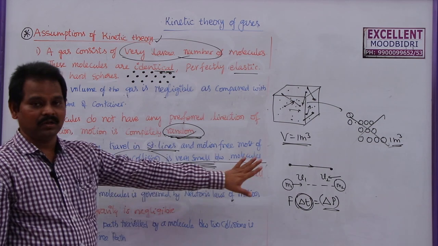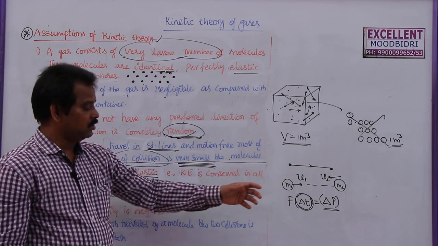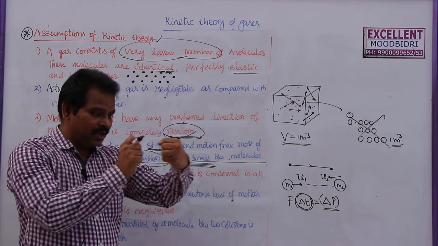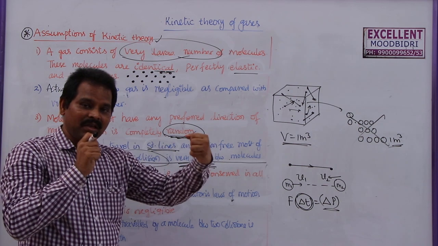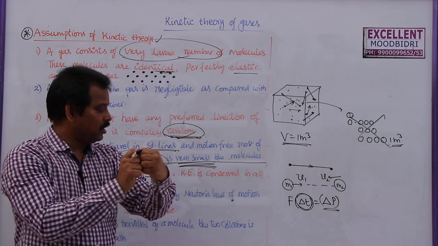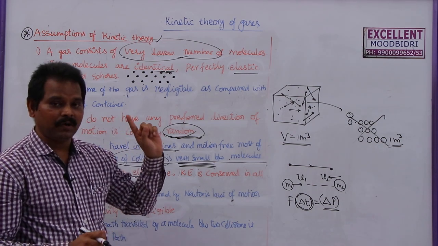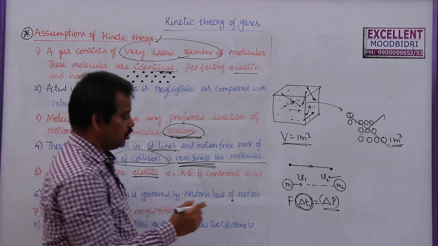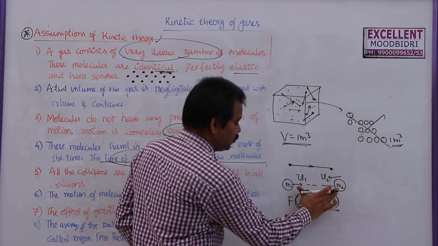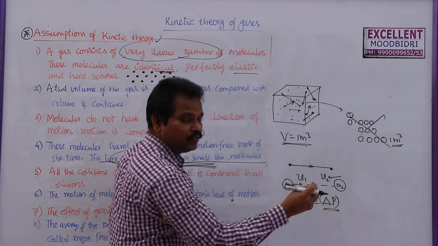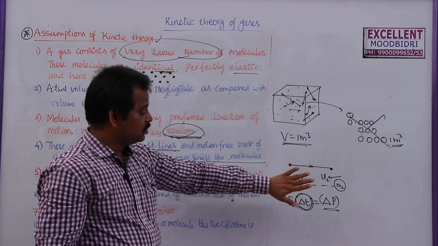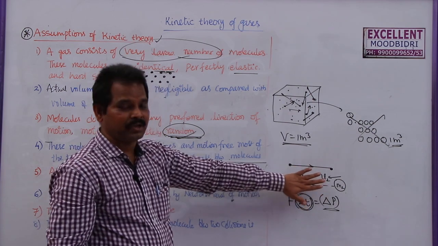And the next point, all the collisions are elastic in nature. So this collision is not inelastic or perfectly inelastic. That means two gas molecules never combine together, and they cannot move with the same velocity. That happens only in the case of a perfectly inelastic collision, where two bodies may stick together and move with a common velocity. This common velocity is not at all possible in the case of gas molecules.